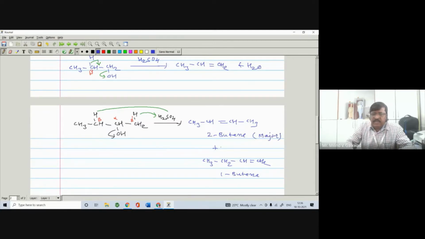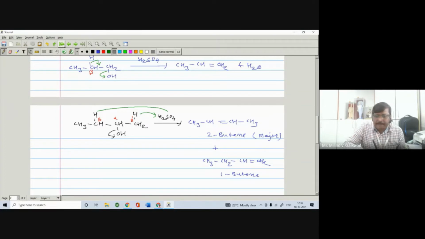Why is it major? Because two R groups are directly attached to the doubly bonded carbon atoms. One R and a second R, it is dialkyl substituted. But in the other case, only one R group is directly attached to the doubly bonded carbon. When more R groups are directly attached to the doubly bonded carbon atoms, it is the major product, so 80% and 20%. In this way we can write the example, and we have seen the dehydration reaction.